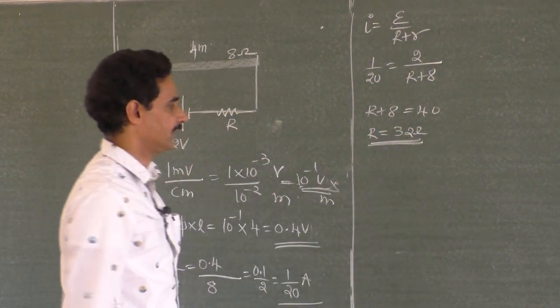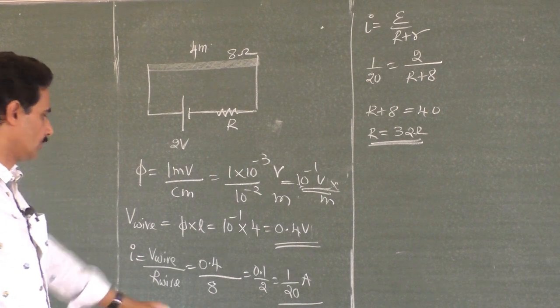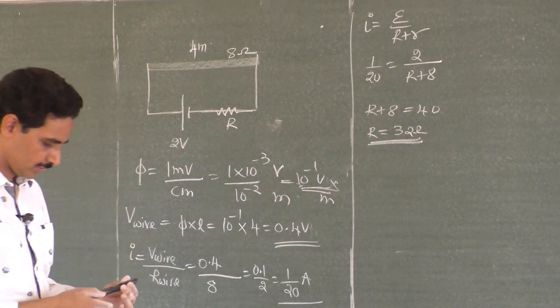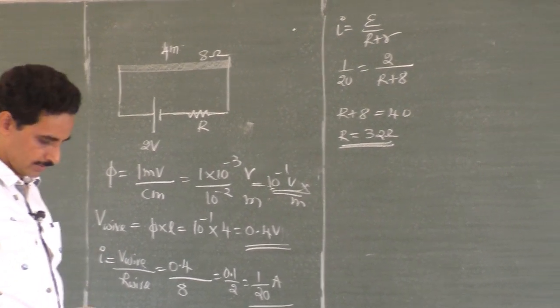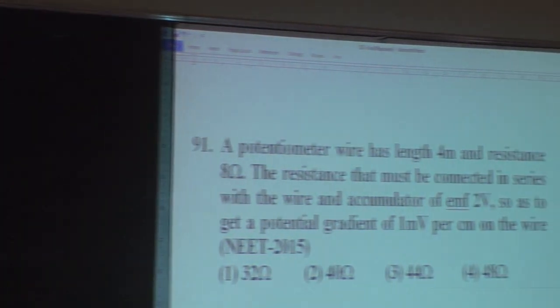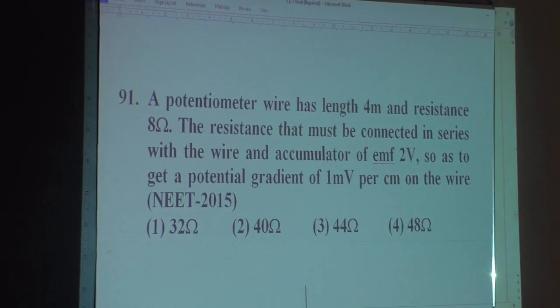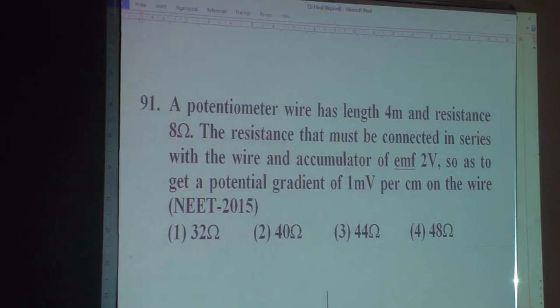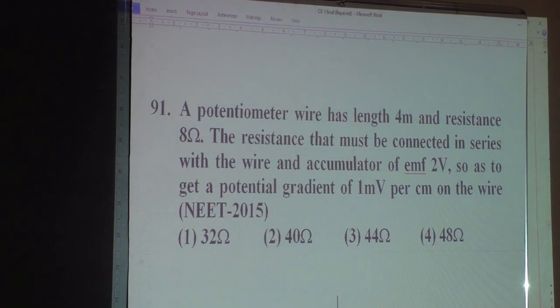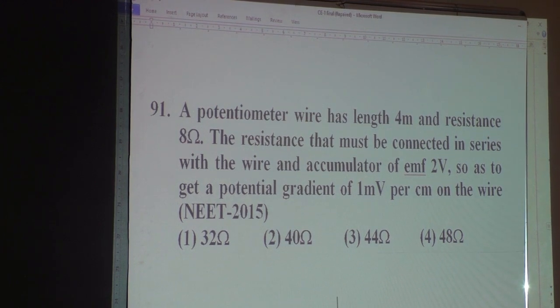Do you have the answer? Yes, first option, that is 32 ohm. That is the answer, option 1. So it is a very easy problem, and we have worked out similar types. This was asked recently in the NEET exam. You can refer to some question papers; you can see at least one question from meter bridge or potentiometer.